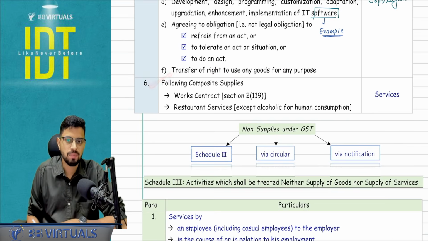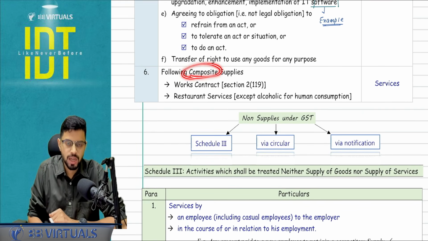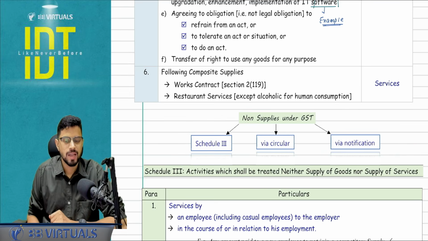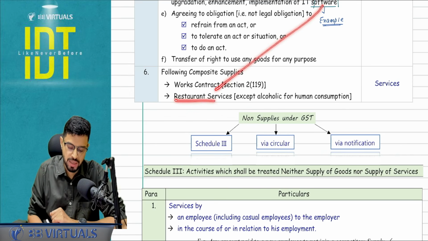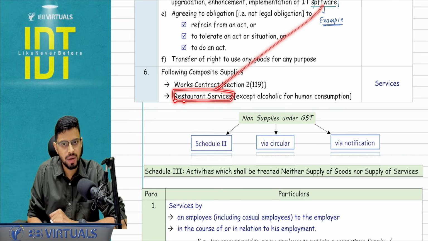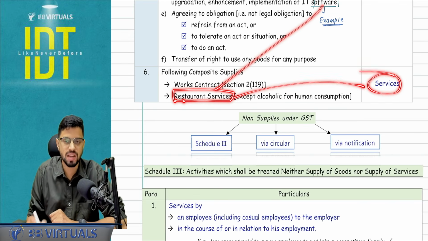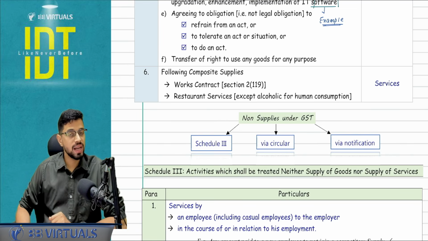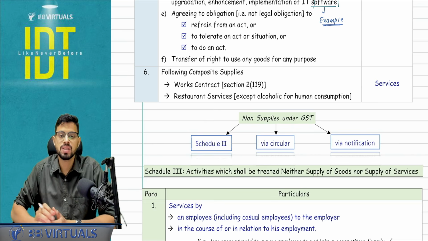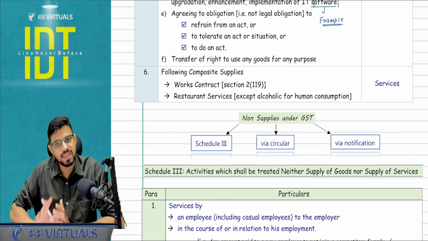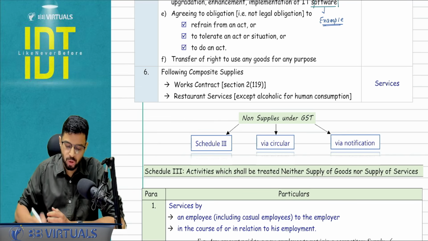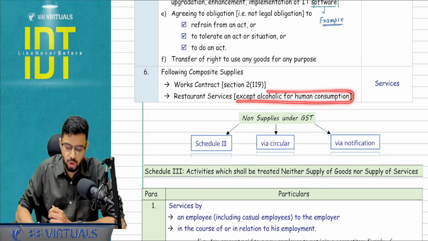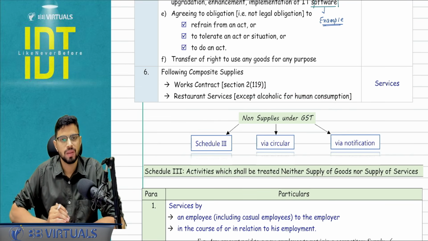And two, composite supplies. Composite means it involves goods plus services. So just like software, there was restaurant service which was suffering double taxation. Again, we clarified that it is a service only. Inherently, it involves supply of goods, inherently it involves supply of food items. But no, it is considered as a service only. But obviously, except alcoholic liquor for human consumption, no need to say that. It is a non-GST supply.